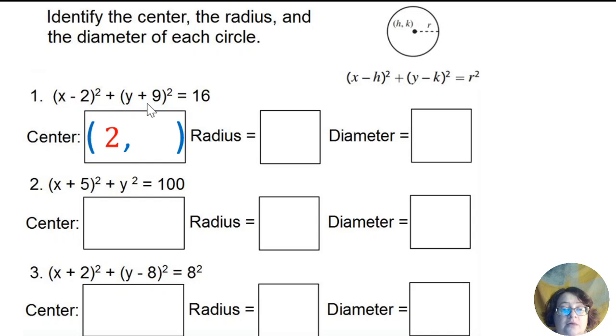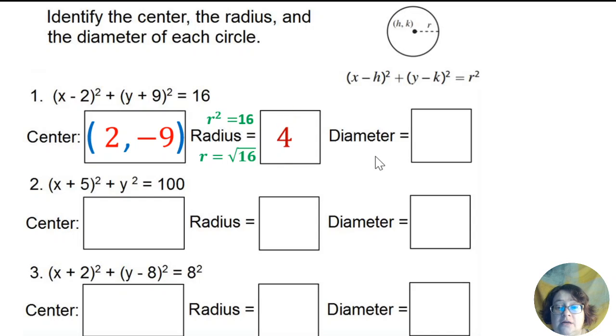My y value, here I have y plus 9 squared. So I'm going to take this plus 9 and flip it. So it becomes minus 9. Now remember, it equals the radius squared. So the r squared is going to be 16. To undo a square, we take the square root. So r is going to be the square root of 16, which is 4.